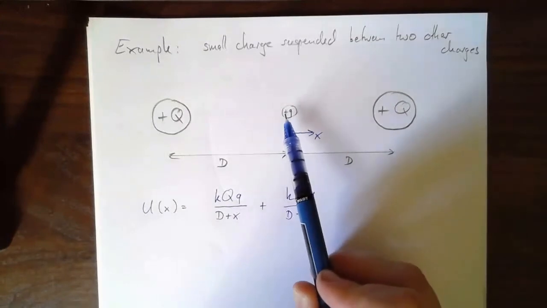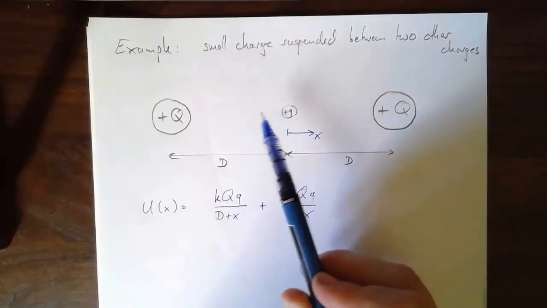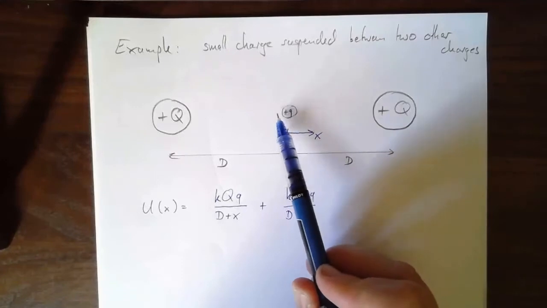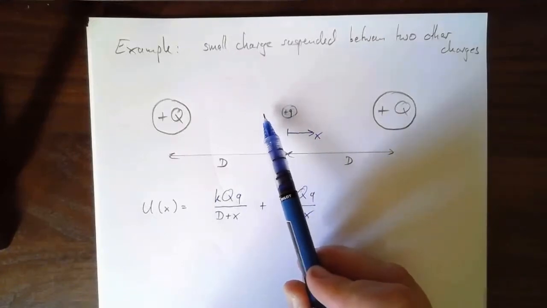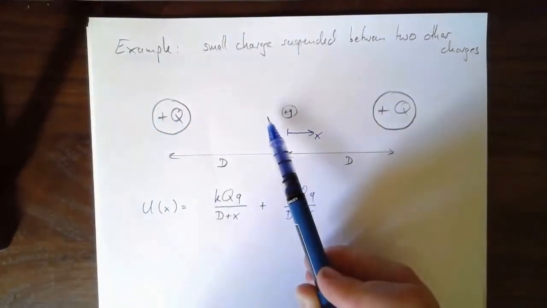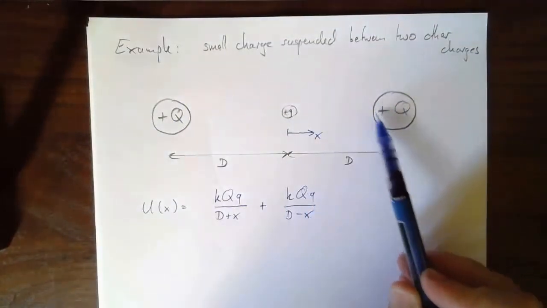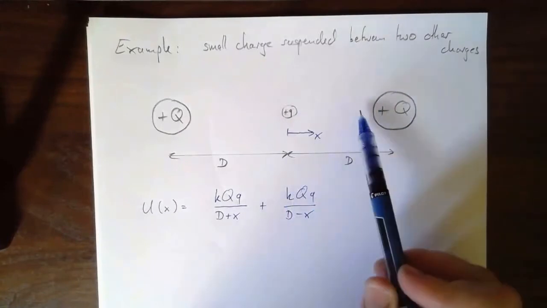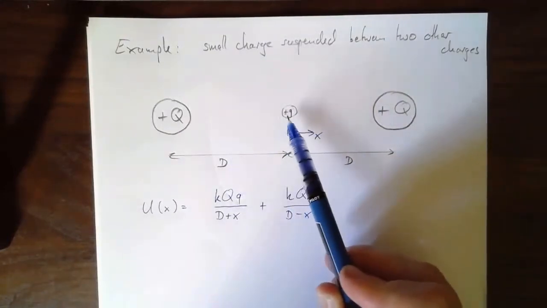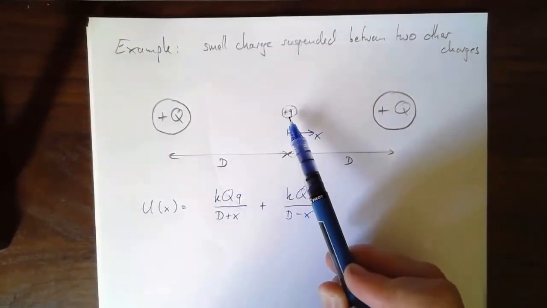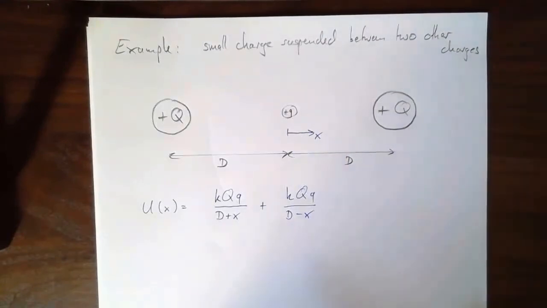Now, so it wants to be right in the center where the force from both of them is equal. If it moves too far to the left, then the force from the one on the left will be stronger, so it'll get pushed back. If it moves too far to the right, the force from the right one will be stronger, so it gets pushed back. So this setup creates an electrostatic restoring force on this charge in the middle.